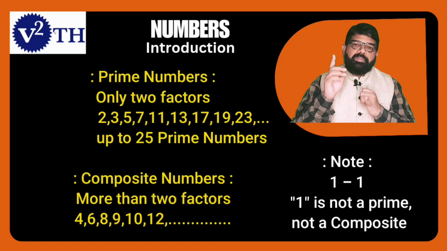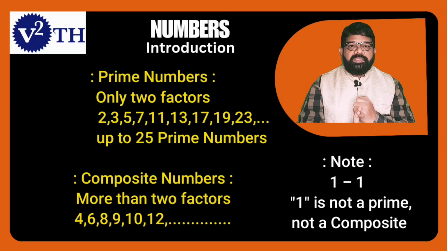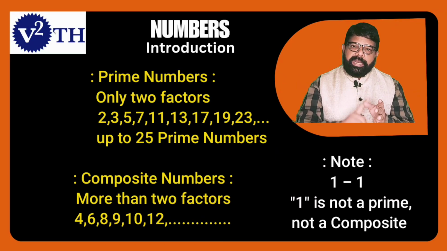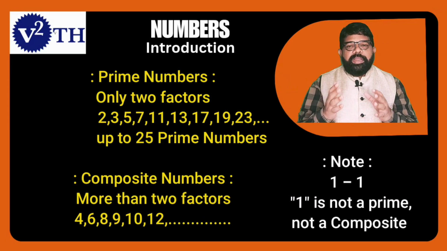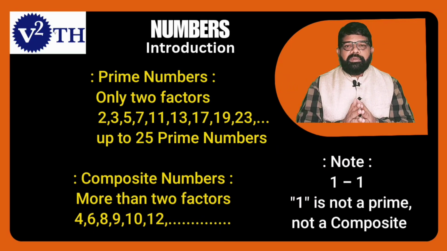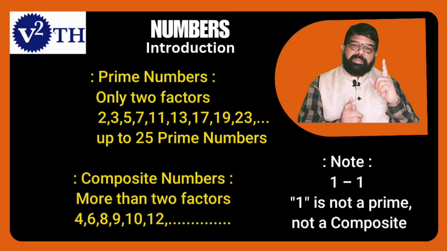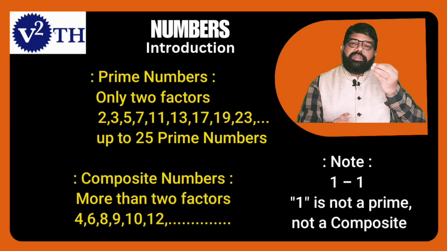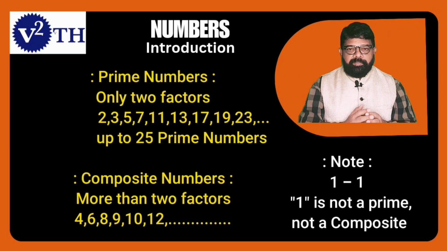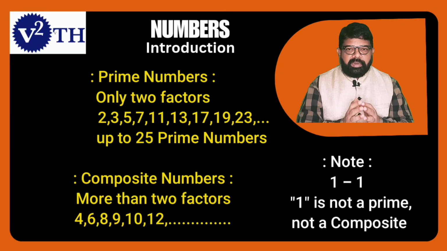So the first composite number is 4. The next composite numbers are, indirectly, the numbers other than prime numbers: 6, 8, 9, 10, 12, 14, and so on. So how many composite numbers are there up to 100? Already we learned 25 prime numbers are there. 100 minus 25 is 75, but 1 is neither prime nor composite, so 74 composite numbers are there up to 100.